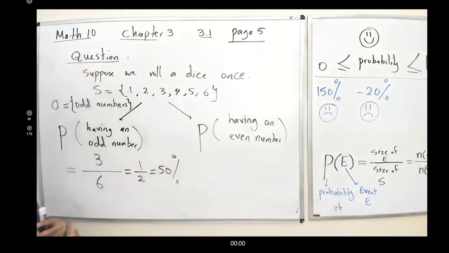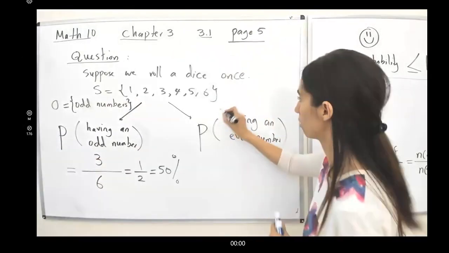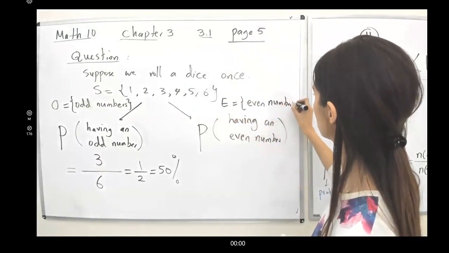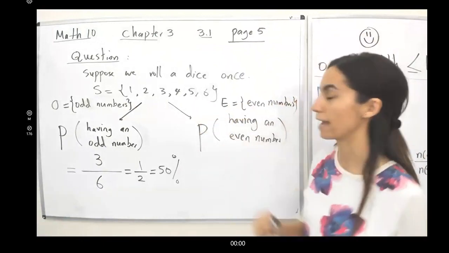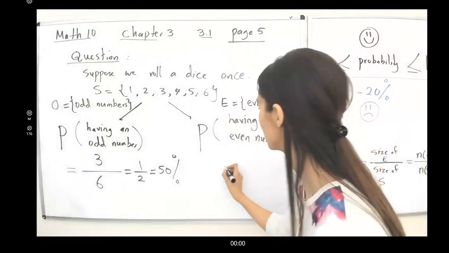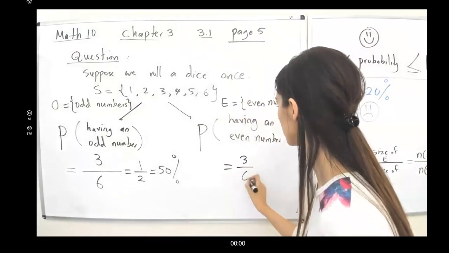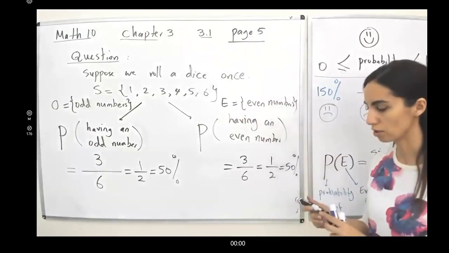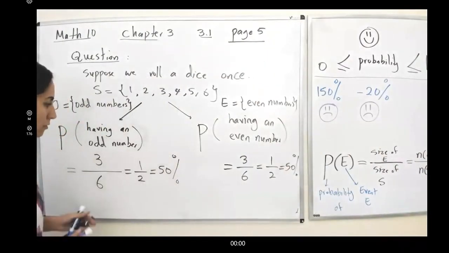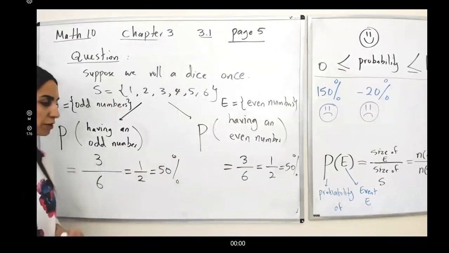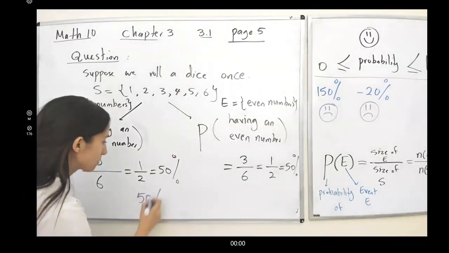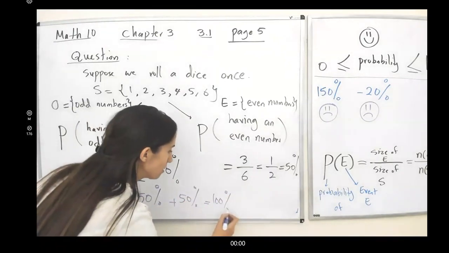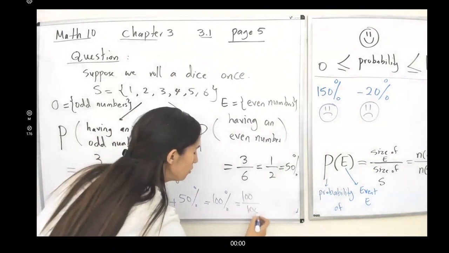The probability of having an even number. So let's call it event E. Even numbers. How many even numbers? 2, 4, and 6. Again, 3. Excellent. 3 divided by 6, which is a half, or 50%. So note that if I add 50% and 50%, I get 100%, or 100 divided by 100, which is 1.